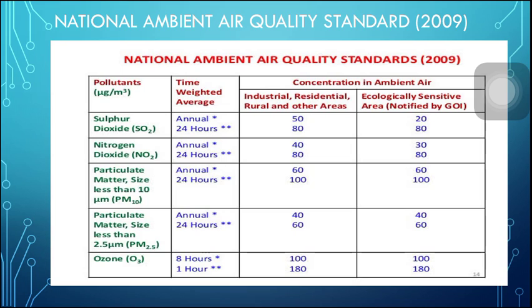The air quality standards are measured based on the time weighted average, based on a 24 hour time period and an annual time period. The first row shows the annual rate and the second row shows the 24 hours, that is daily rate. The third column, that is industrial, residential, rural and other areas, depicts the values to be followed, and the last column, the ecologically sensitive areas, depicts the standards to be followed based on the pollutants.